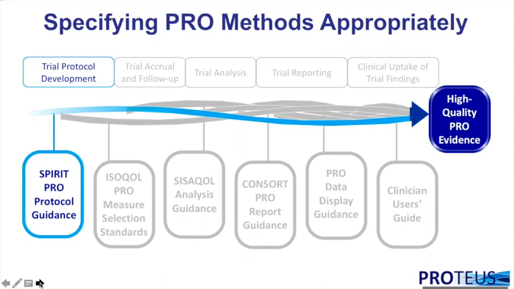Following the Spirit PRO guidance is the first step towards producing high-quality PRO evidence. Clinical trial protocols are the essential documents that describe the study design and conduct. A protocol should provide sufficient detail to enable the funders, reviewers, and ethics committees to appraise the scientific, methodological, and ethical rigour of the trial, and for the research team to conduct a high-quality study.